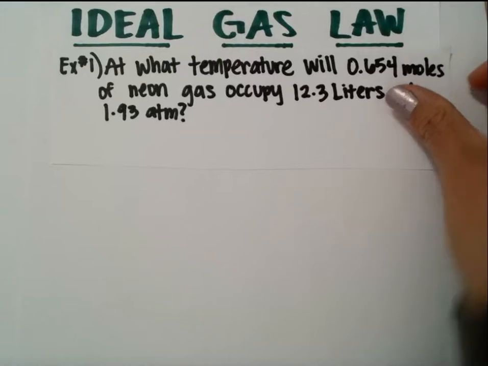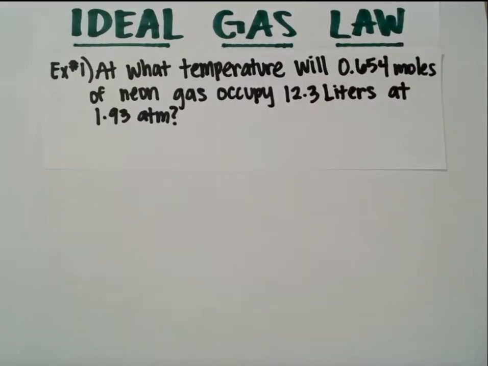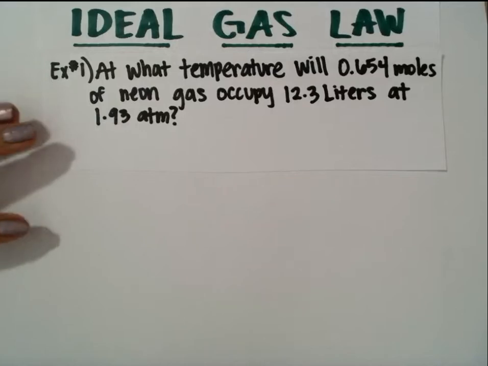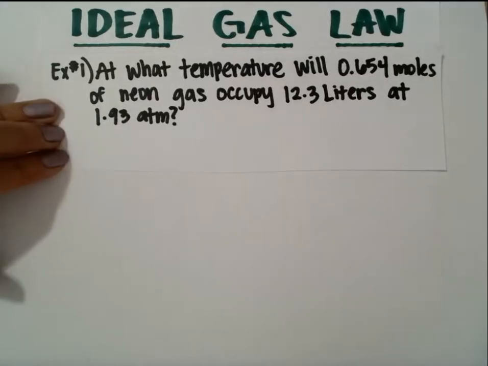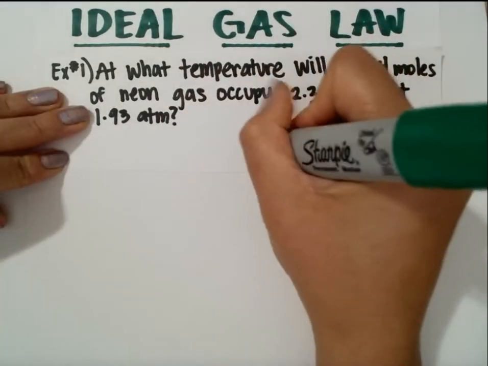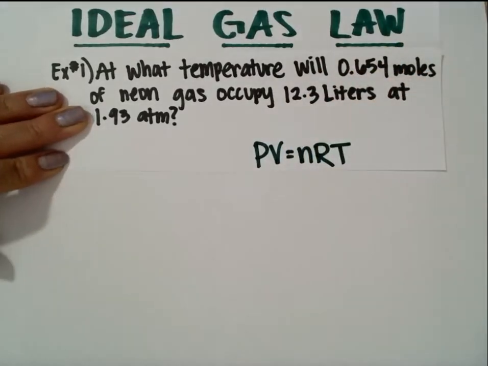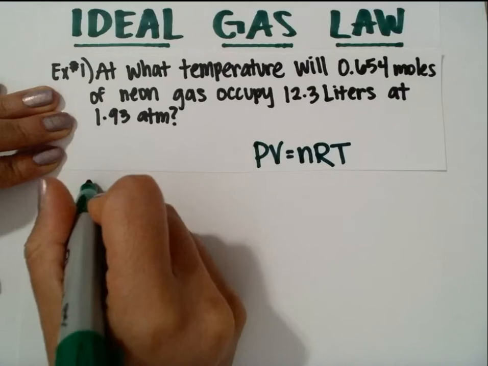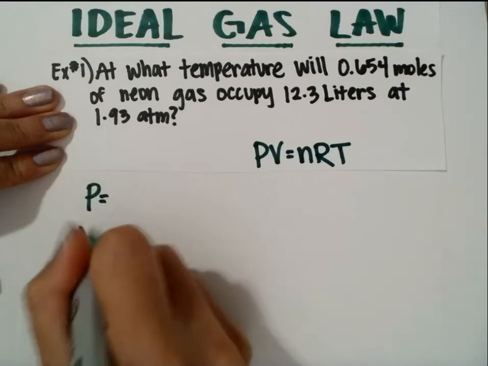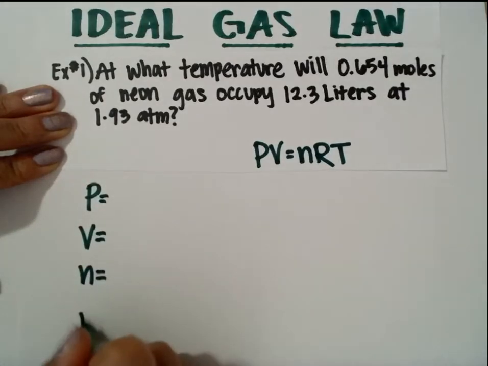The question says, at what temperature will 0.654 moles of neon gas occupy 12.3 liters at 1.93 ATM? So the very first thing that you should do is write your formula. So PV equals nRT. And then we're going to list our variables: P, V, n, R, and T.